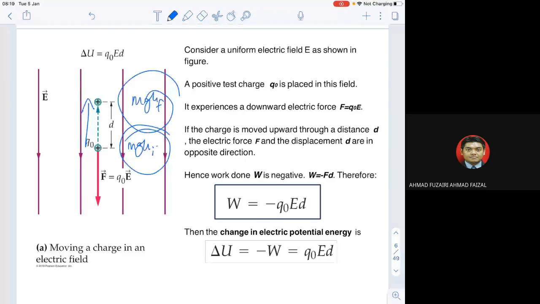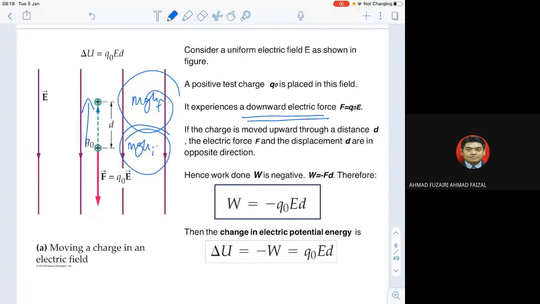So the ball will give you a different potential energy due to the difference in h. But here we can see different things. It experienced a downward electric force, because the force on a positive charge will follow the electric field. So that's why it is called a downward electric force here.